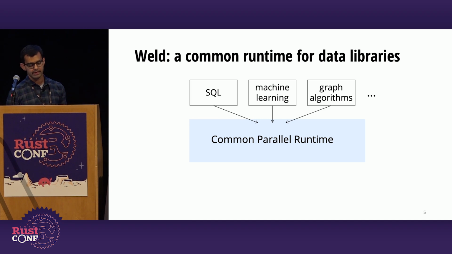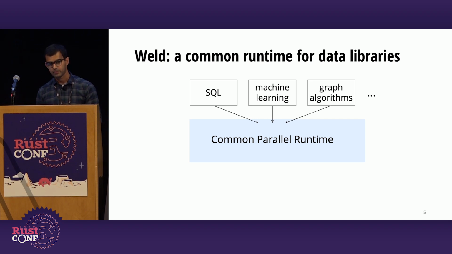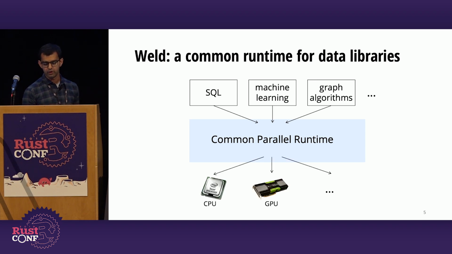And the approach that Weld takes is something like this. There are these libraries for different domains, like SQL or machine learning, and they effectively target a common parallel runtime. And instead of executing each function individually, this runtime will act like a standard compiler. It'll look at all your code at runtime instead of at compile time, and it'll run an optimizer over it and JIT code to execute during the execution of your application. And you can JIT code for these different parallel platforms, such as CPUs or GPUs or something else.